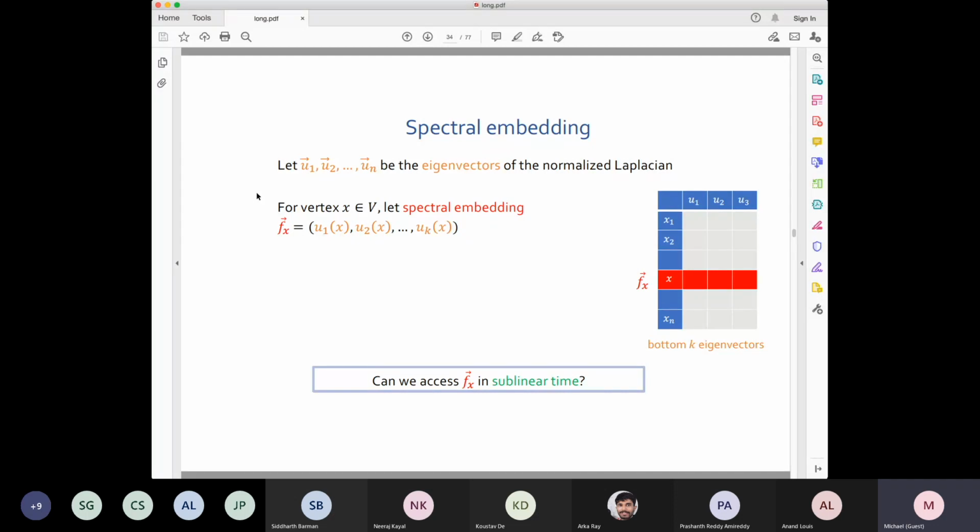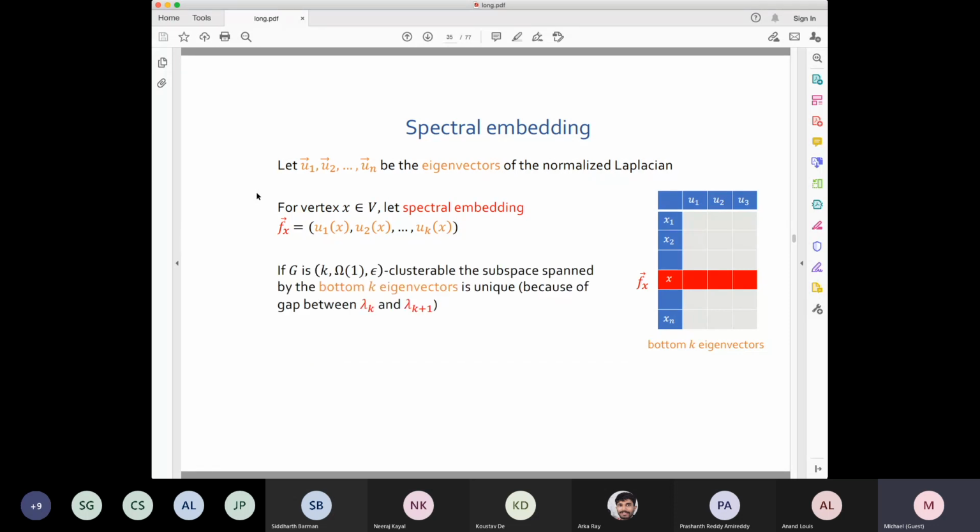Why is it ill-defined? Well, for example, these eigenvectors u1, u2 through u3 are not really well defined. In the presence of repeated eigenvalues, there are many choices for the spectral embedding. However, what is true is the following: for every k, omega 1, epsilon clusterable graph, while the bottom k eigenvectors are not necessarily unique, the space spanned by them is. This is because there is a gap between the kth and the k plus 1th eigenvalue of the normalized Laplacian.